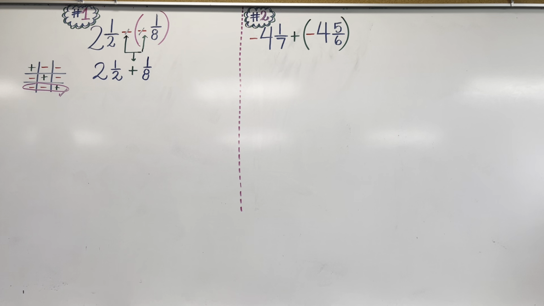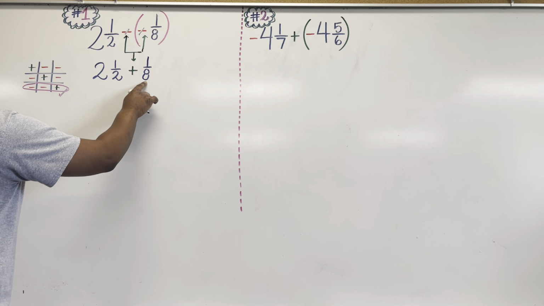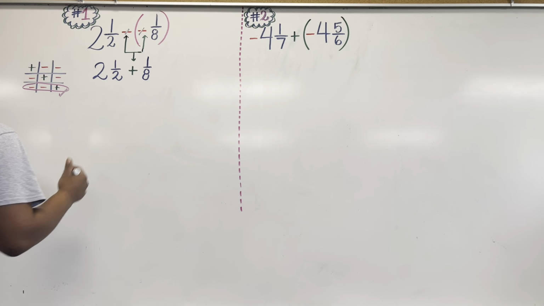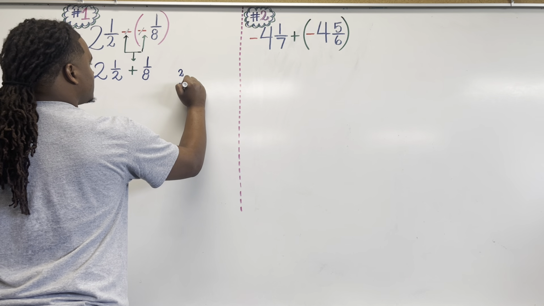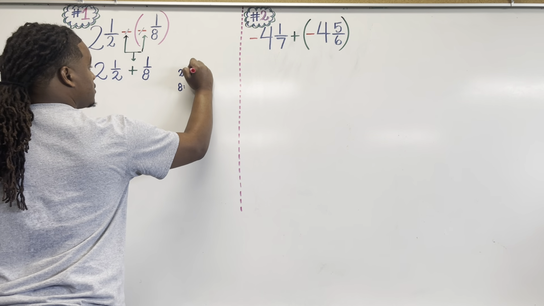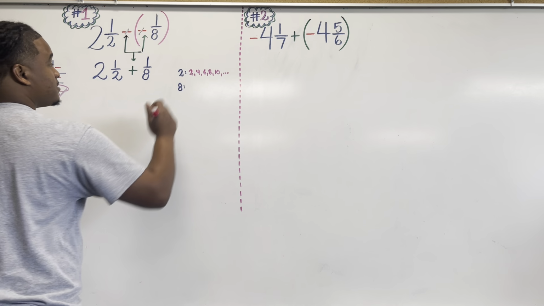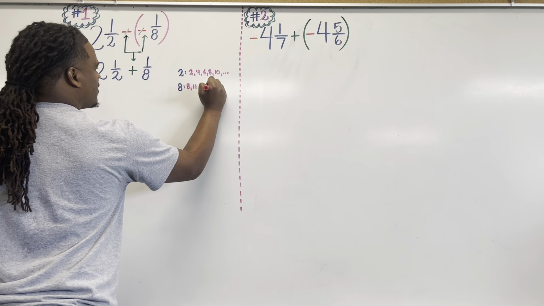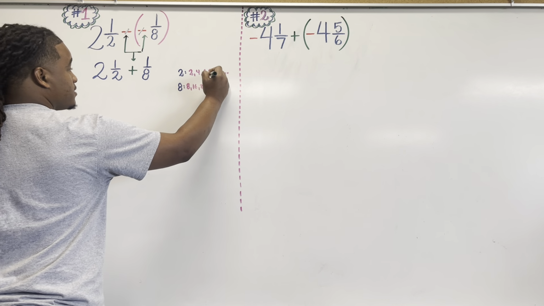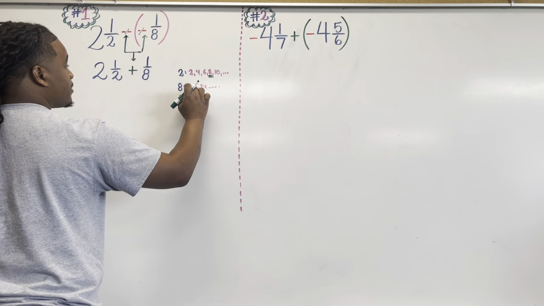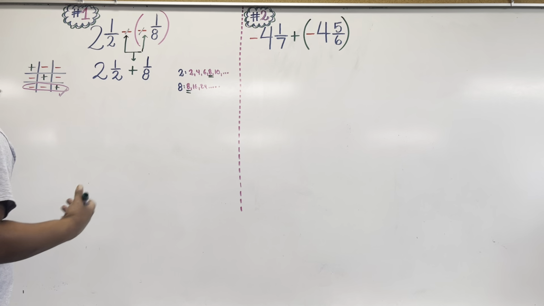In order for us to add these two fractions, the denominator, which is the bottom part of the fraction, has to be the same value. So we need to figure out the least common multiple of 2 and 8. Counting up by twos: 2, 4, 6, 8, 10, and so on. Counting up by 8s: 8, 16, 24, and so on. The least common multiple between 2 and 8 is 8.